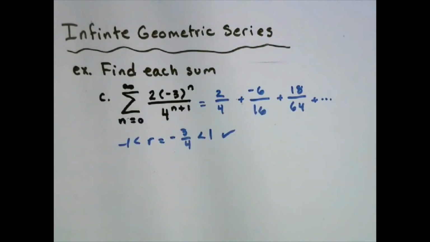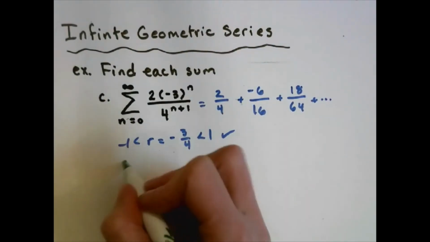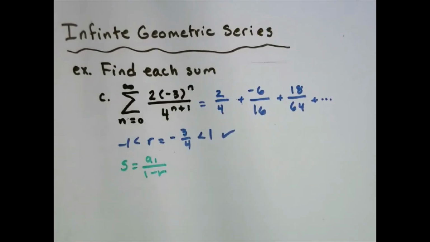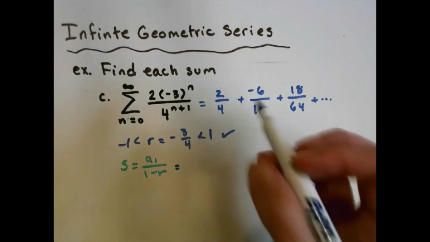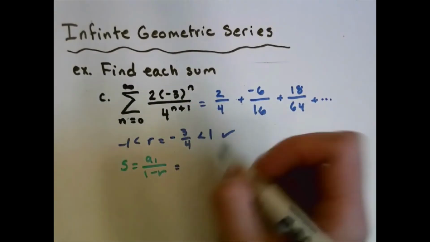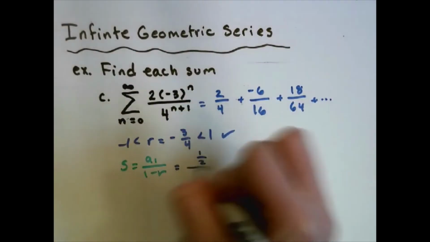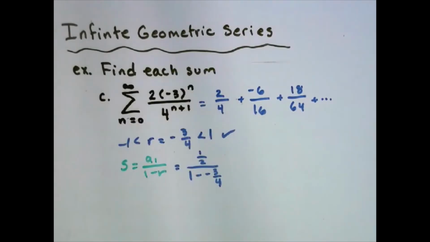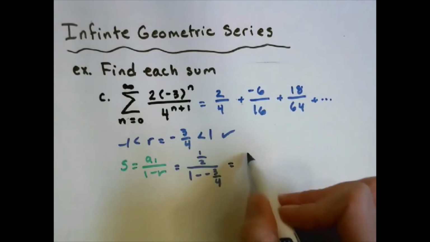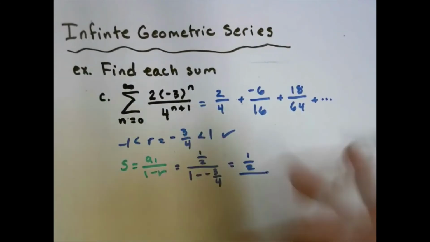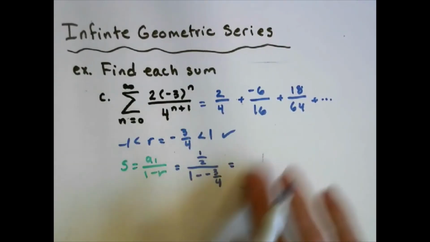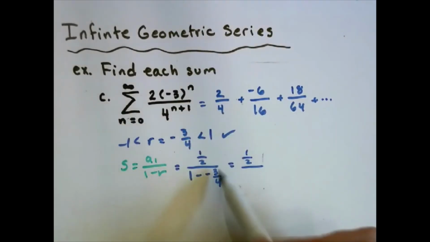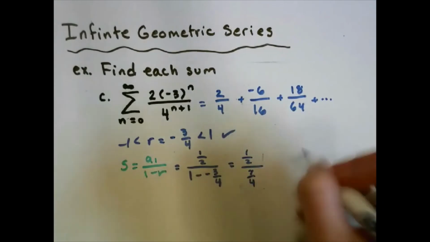So we're good. So we can find the sum by plugging it into a1 over 1 minus r, which for this one is going to be my a1, 2 fourths, which is 1/2, over 1 minus negative 3 fourths. So we're going to have 1/2 over 1 plus 3 fourths. That's going to be 4 fourths plus 3 fourths is 7 fourths.